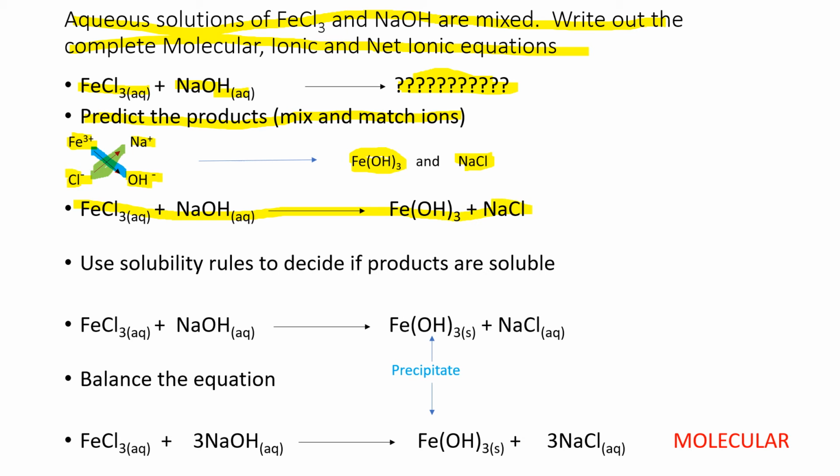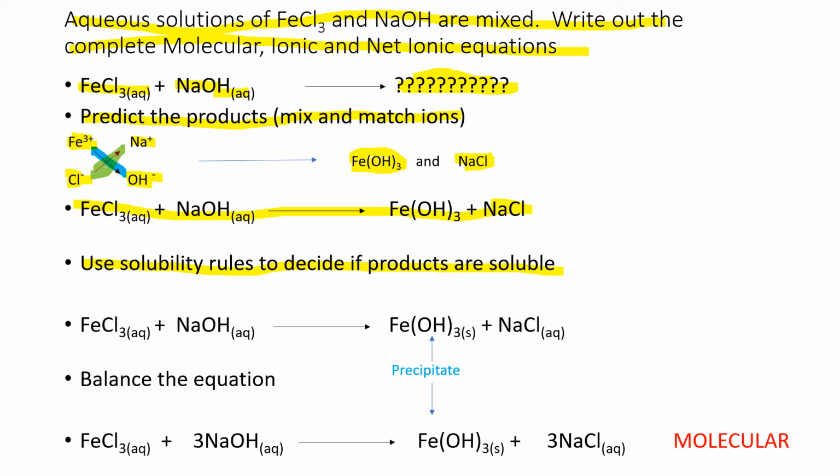Our next step is to use solubility rules to decide if the products are soluble. Again, you have to have these solubility rules memorized. So let's look at the Fe(OH)3. If you look at your solubility rules, you're going to find that hydroxide ions are generally not soluble unless they're paired with something else that's very, very soluble.